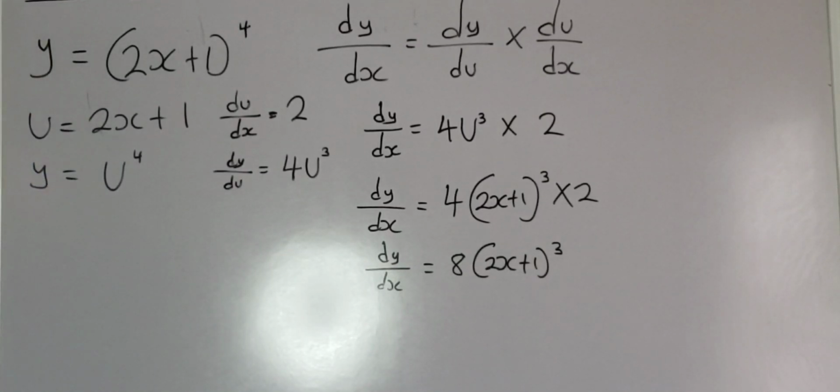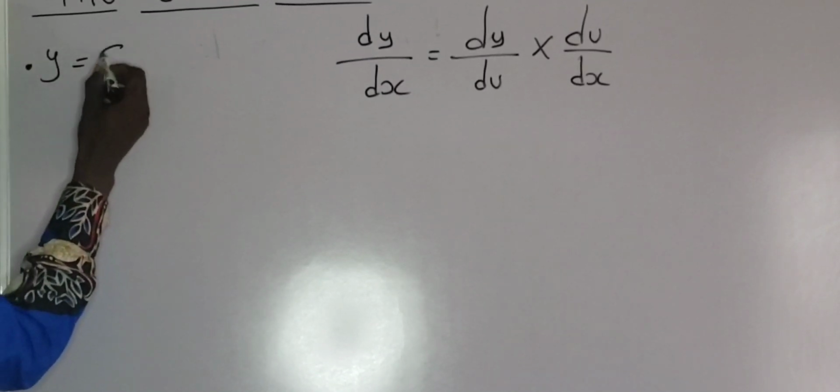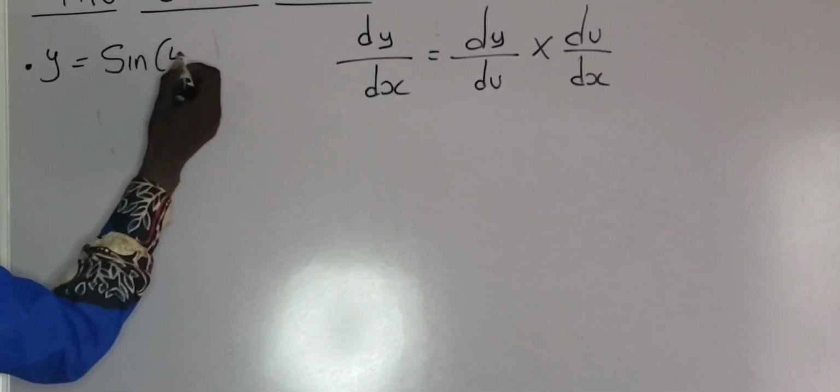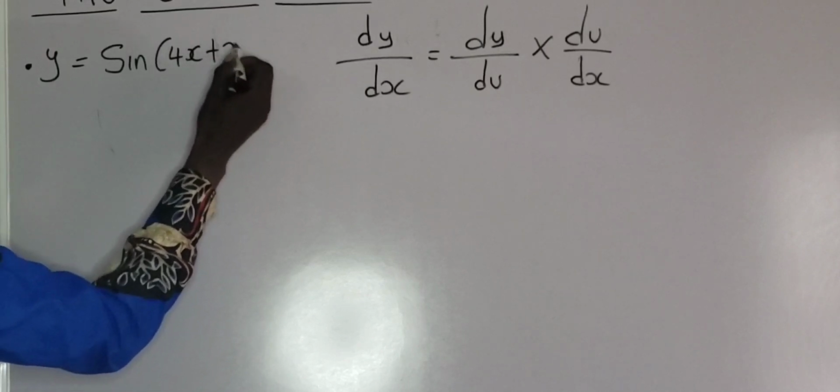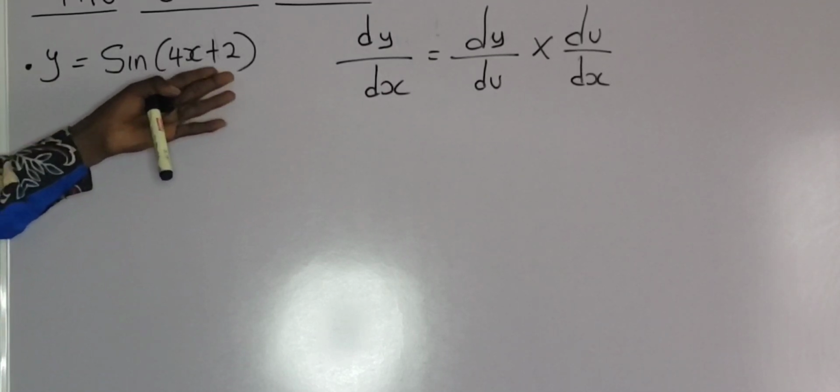That is how to make use of the chain rule of differential calculus. Now let's have some further work examples. Let's say we are told to find the derivative of y is equals to sine (4x plus 2). Let's differentiate this function. You can see that this is a typical example of a composite function because we have both the inner function and the outer function. The inner function is what? 4x plus 2.